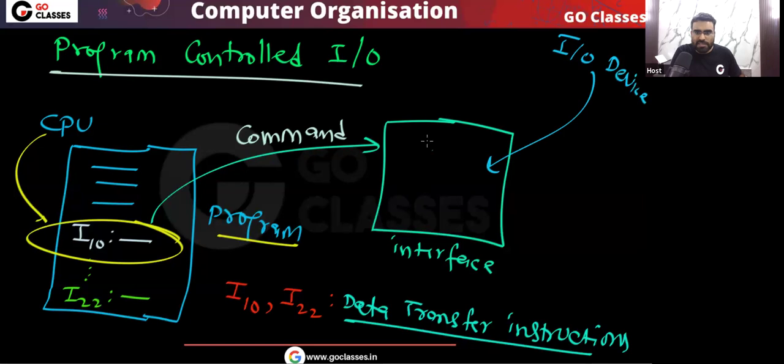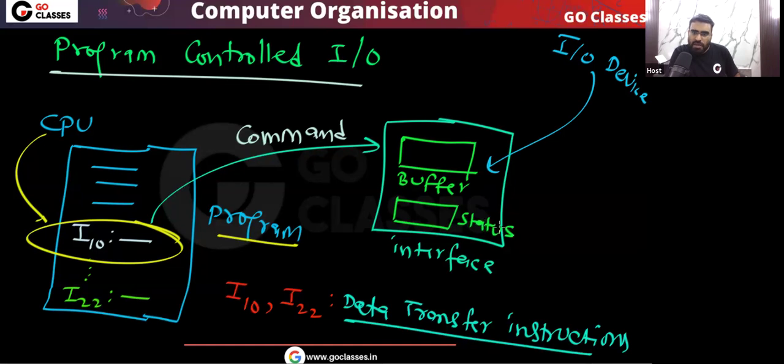Okay, from the IO device, this interface will collect data. There is a data register here. There is a buffer, and there is a status register. Yes or no? Correct. Now what will happen?